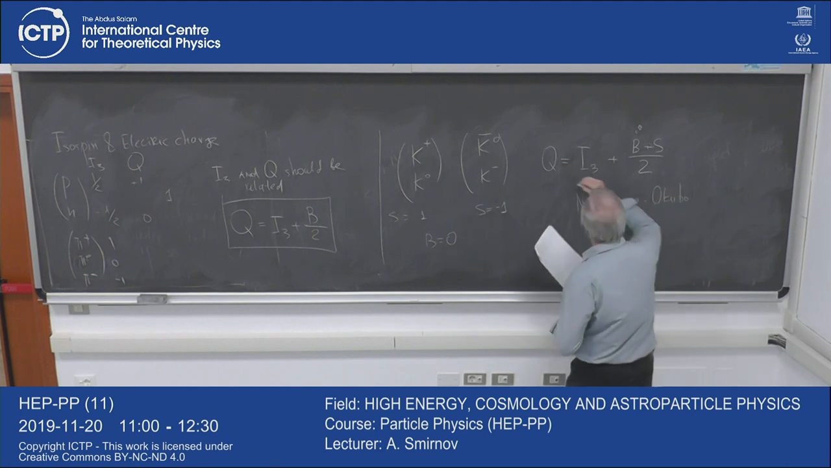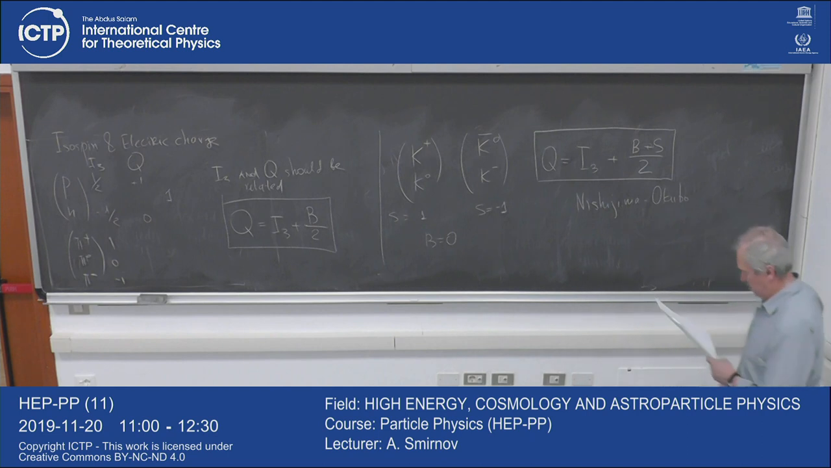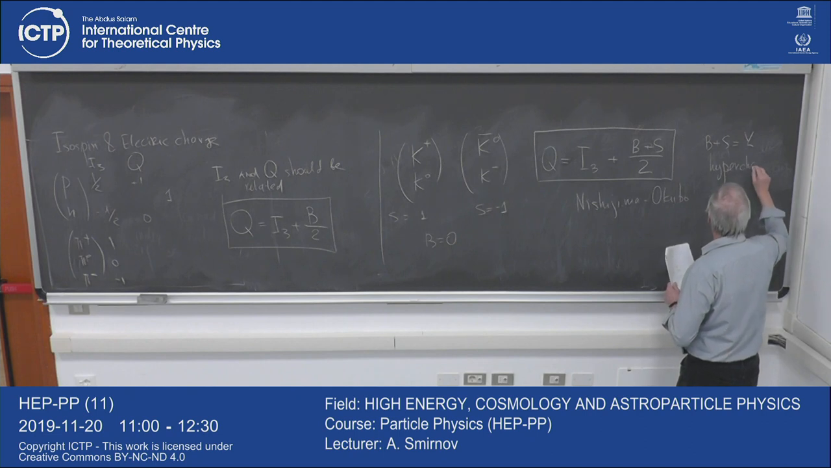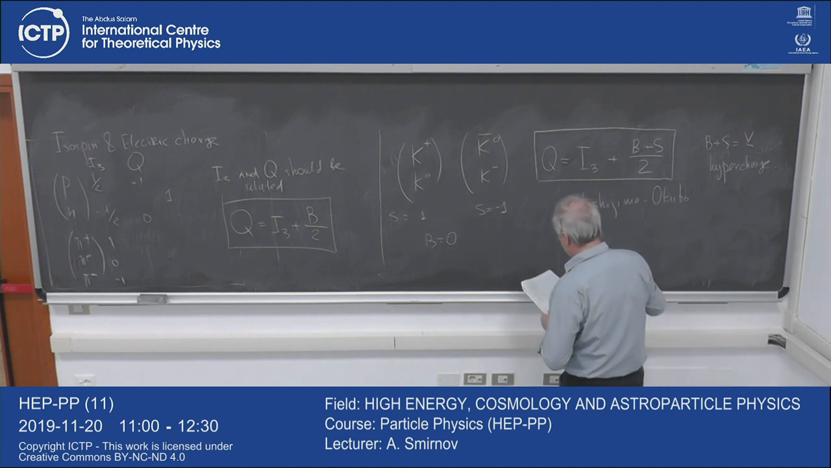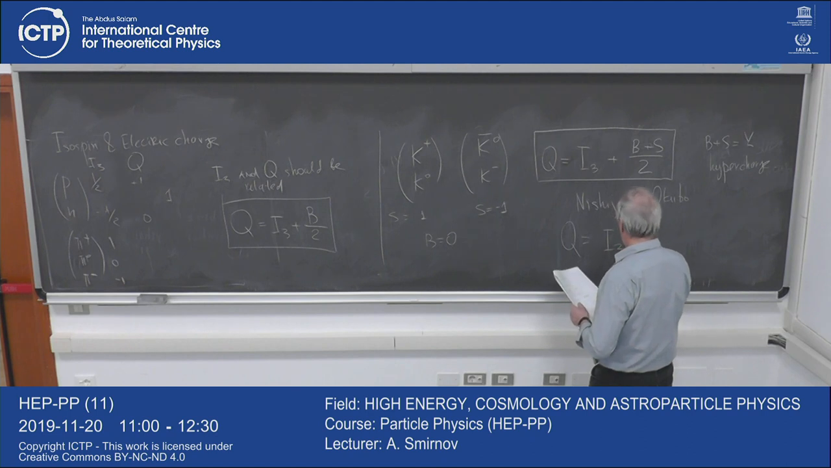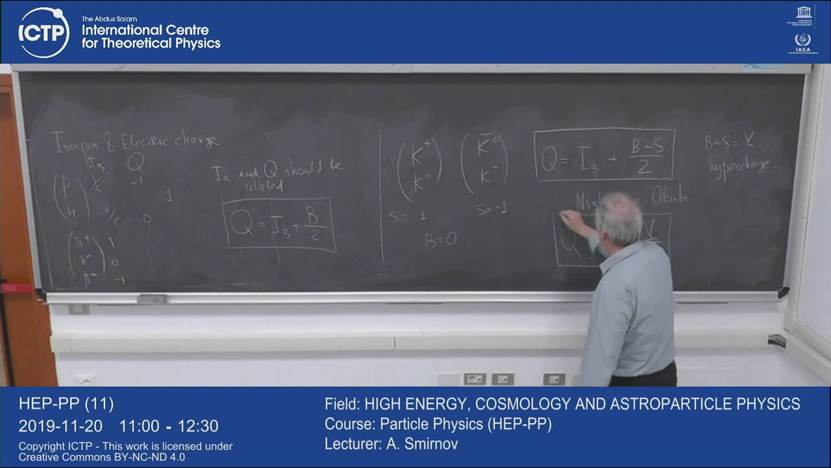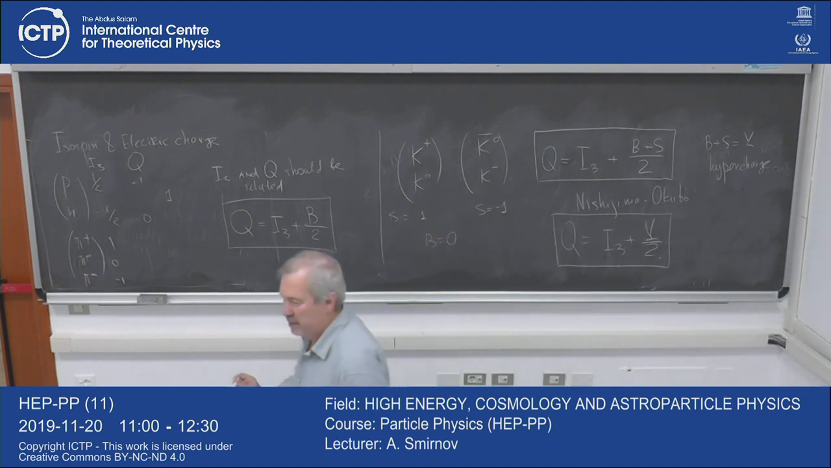Which is valid for strange or non-strange particles. So in general, we have such a formula. What is staying here in the denominator, B plus S, is called hypercharge. And therefore, electric charge can also be written as I3 plus hypercharge over 2. These kinds of simple relations have deep physical meaning, which we will discuss later.